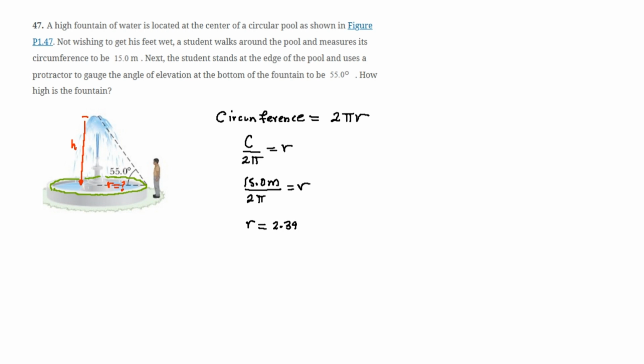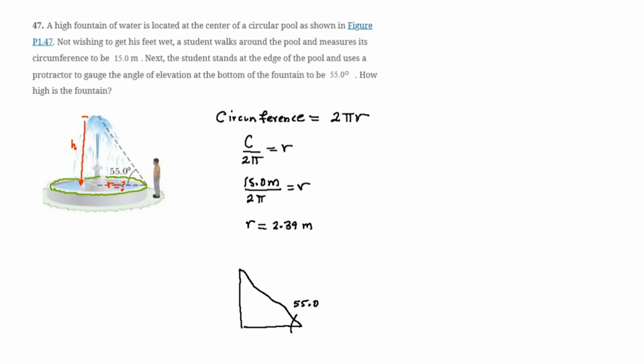So what does that mean? That now I know that I have a triangle like this, where this angle is 55.0 degrees.